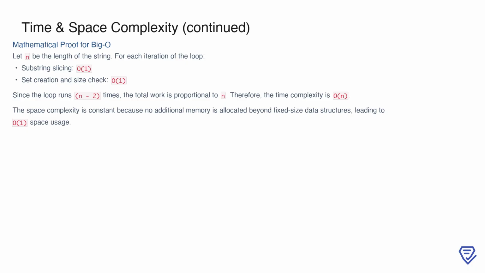For space complexity, we note that the set used in each iteration has a maximum size of 3, requiring only constant memory, O(1). Additionally, Python's memory optimization for string slicing ensures no extra space is allocated during substring extraction. With no other significant memory usage, the space complexity is also O(1). This confirms that the solution is efficient both in terms of time and space.